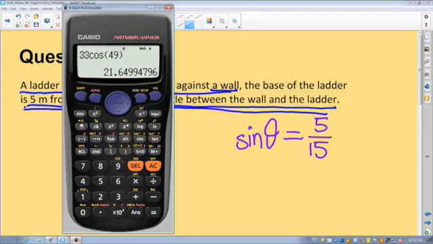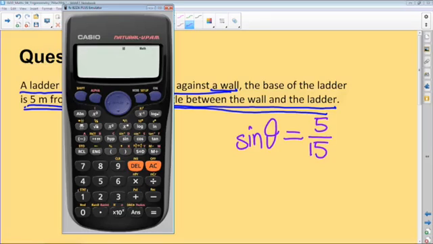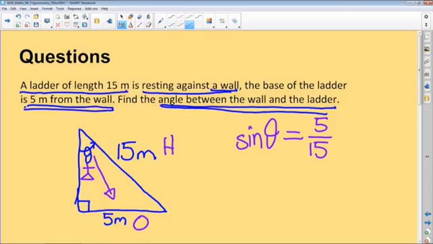Now we need our calculator, so we take it out and we type in sine, and I made a boo-boo. Because we are solving for the angle, we press shift sine, and then we put 5 over 15, close the brackets, whoops, and we're almost done with this. And we get an answer of 19.47. So that means theta is equal to 19.47 degrees. And there we go.